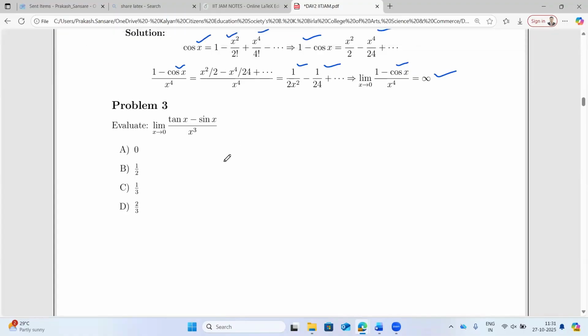So since we are working with the Taylor series expansion, we can use the tan x expansion. Maybe I have not written the tan x expansion, but do you know what the tan x expansion is? Yes, sir. So it is basically x minus. Can you tell me?